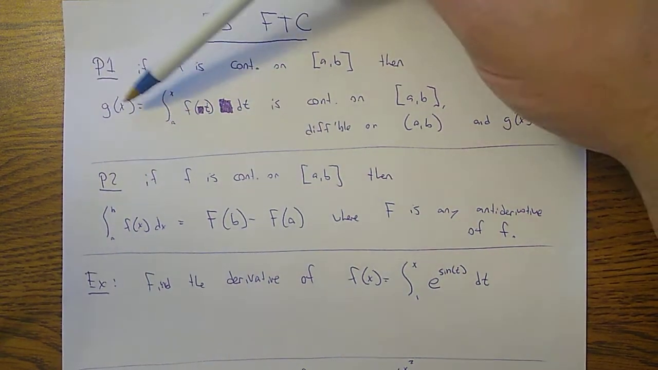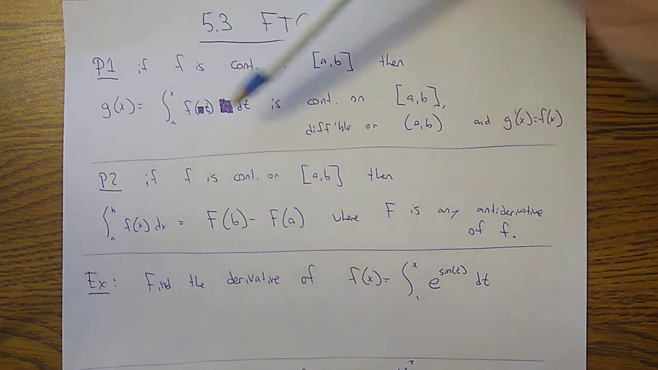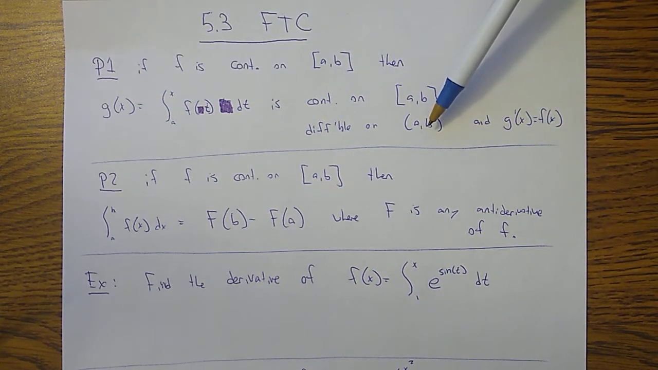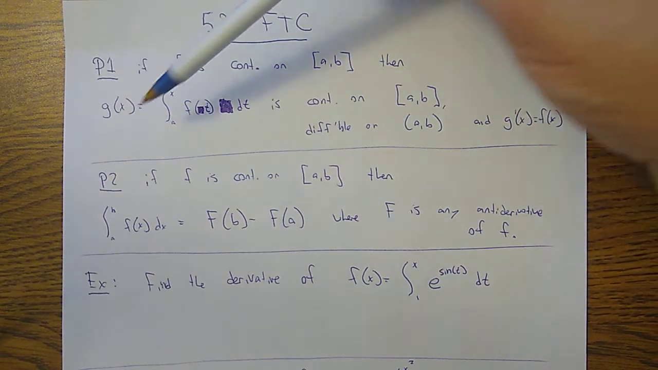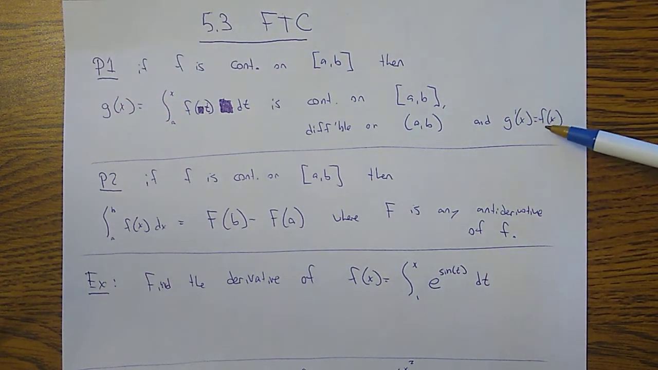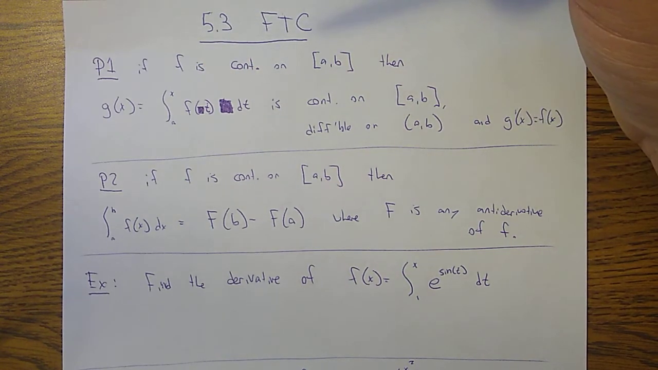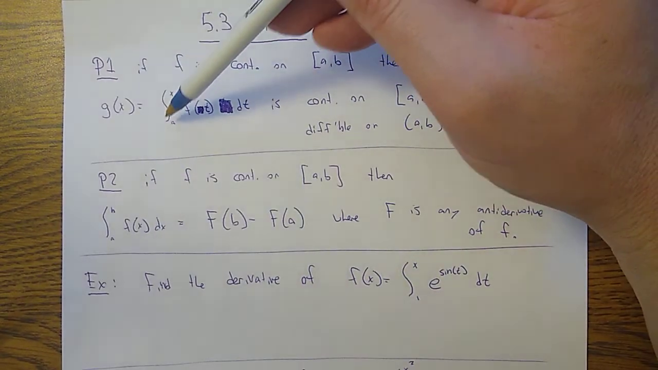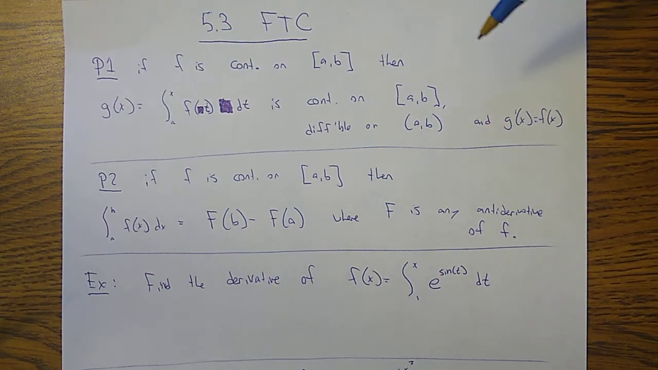Then that function, g of x, is also continuous on the interval from a to b, and it's also differentiable on the open interval from a to b, and the derivative of the second function is the first function. So g prime of x is f of x. So this is establishing a connection between derivatives and integrals. If g is the integral of f, then f is the derivative of g.